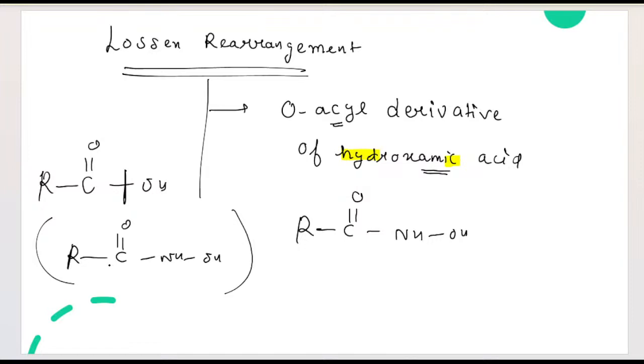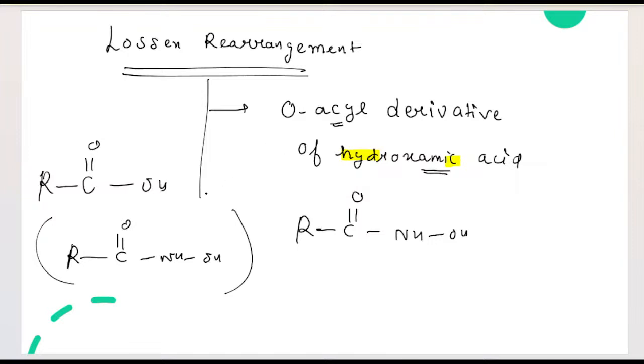What is an acyl derivative? When in a carboxylic acid we are just switching the OH with another group, right? So that's it. This is how we can remember that in carboxylic acid, just add nitrogen between CO and OH. So it becomes that O-acyl derivative of hydroxamic acid. Again, if you don't know the name of the substrate, it's okay, but don't write the wrong name. This is important.